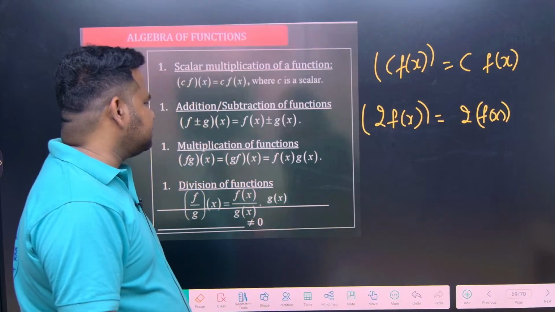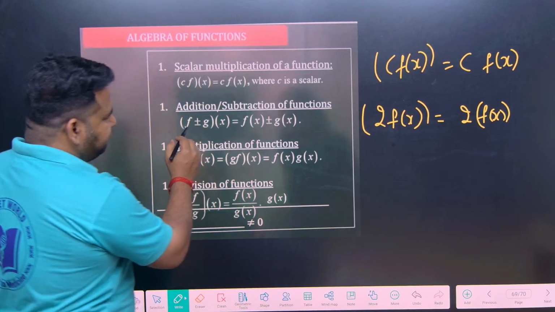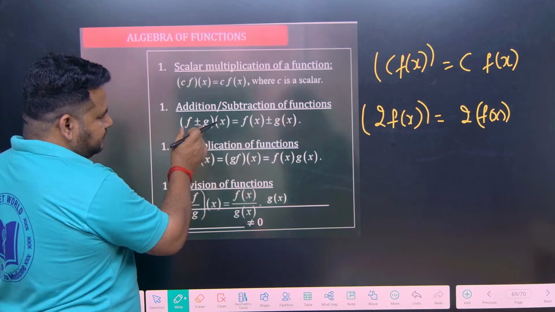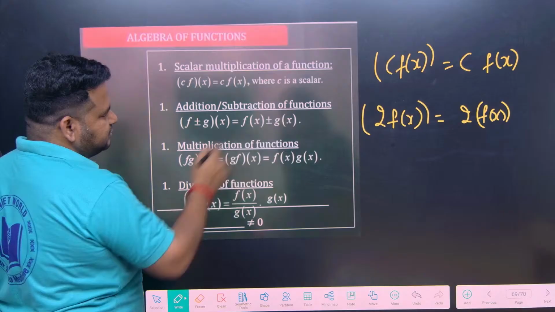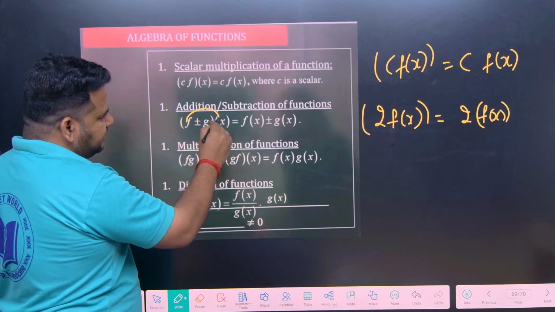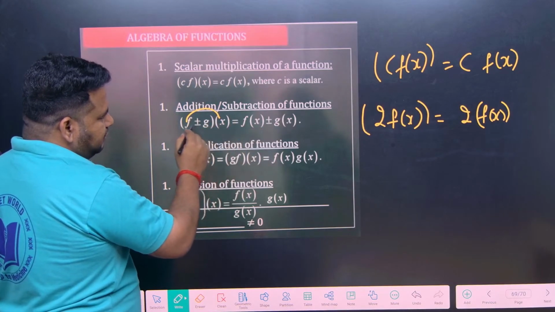Addition and subtraction of functions: we have f plus or minus g. (f plus or minus g) of x, you can write it as f of x plus or minus g of x. See, f of x plus or minus g of x. So, f and g are two functions.